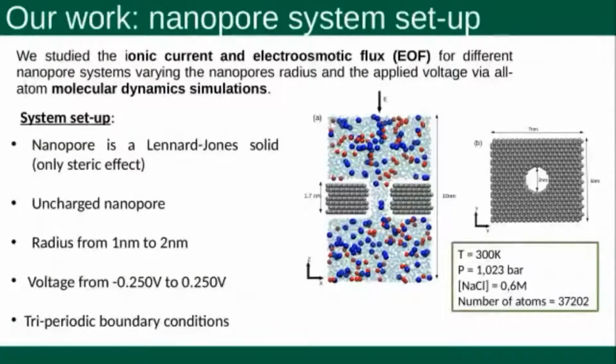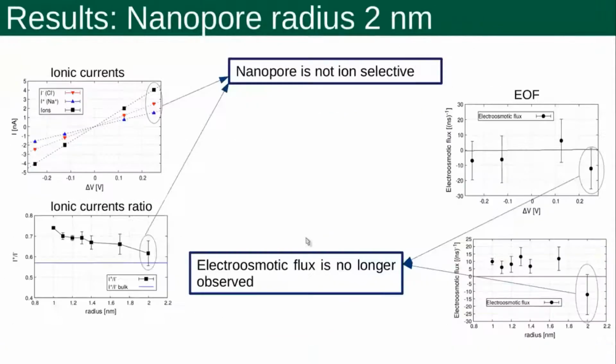Our general simulation system setup is composed of an uncharged cylindrical nanopore built using a Lennard-Jones solid, immersed in a 0.6 molar concentration of sodium chloride aqueous solution. The simulations were performed for nanopore radius in range 1–2 nanometers and for different applied voltage, from -0.25 to 0.25 volt. Let's start our result discussion from nanopore with a radius of 2 nanometers.